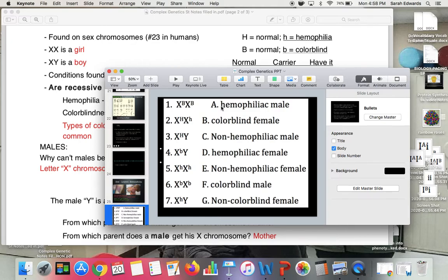Okay, so for the standard class, this is all that y'all need to know. Honors, we'll be continuing on with Punnett squares here shortly.